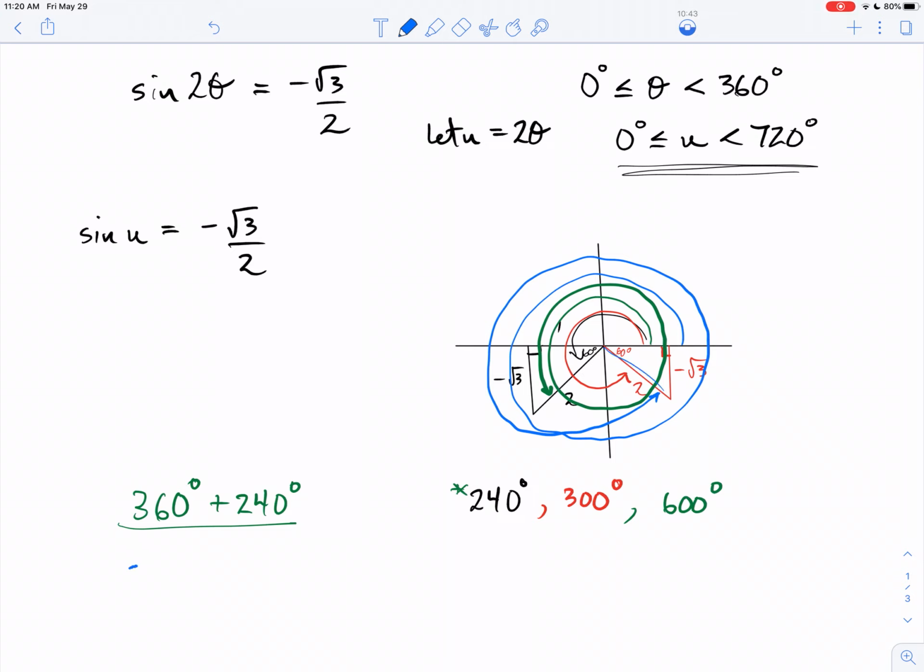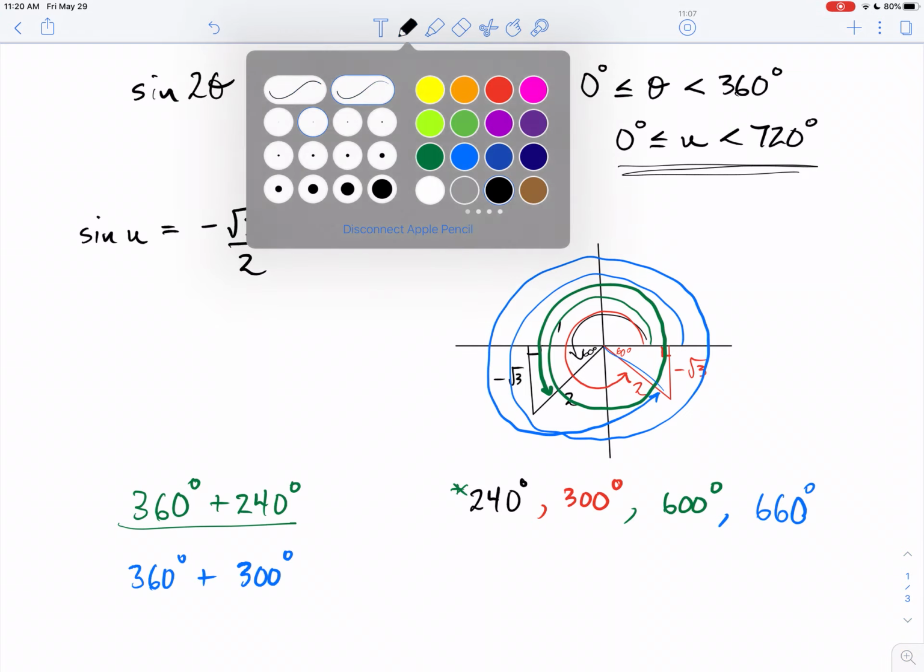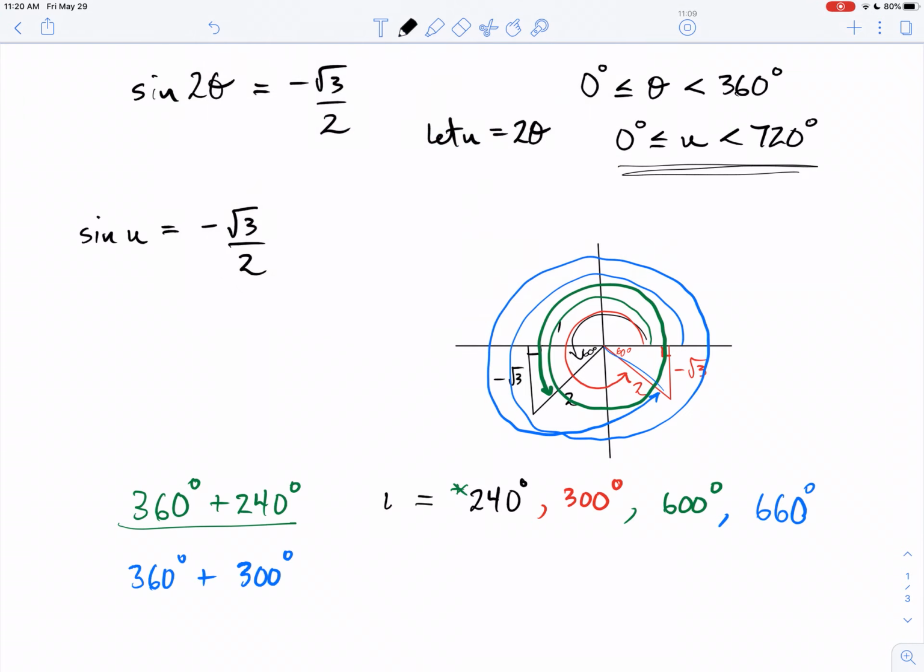That would be the same as 360 degrees plus my 300 degrees from the first set of answers, if you get my drift. And then I could add that together and say, oh, that's 660 degrees. There's my 4 answers. But remember, all of these answers are with respect to u. I don't want them to be with respect to u.